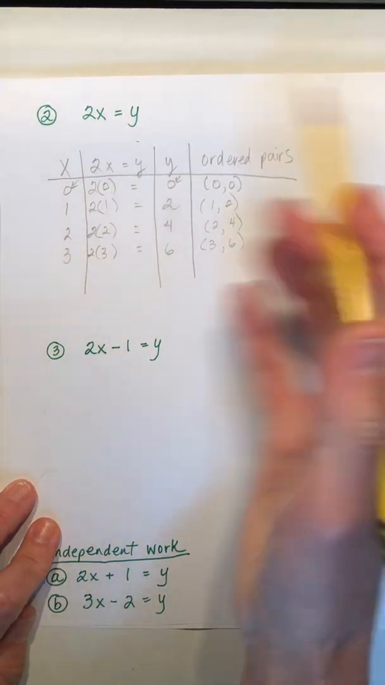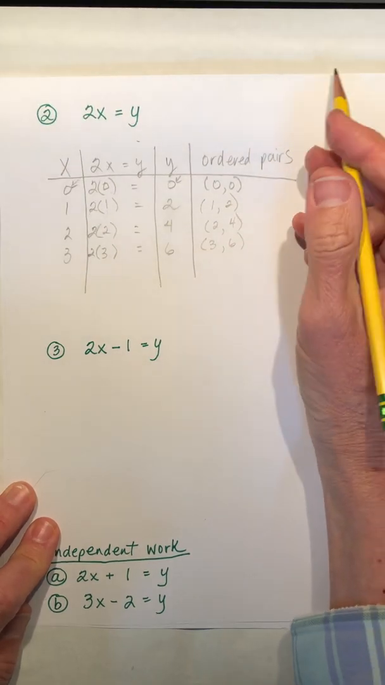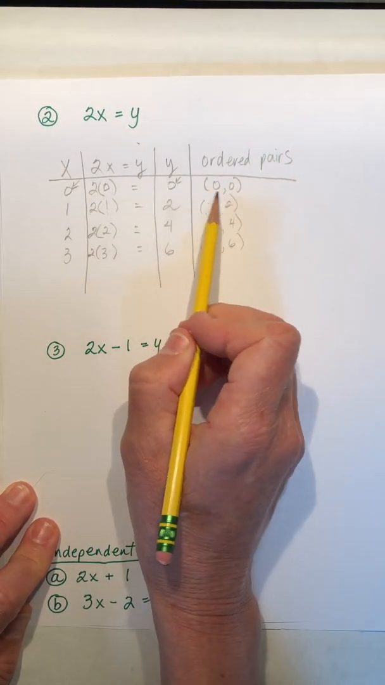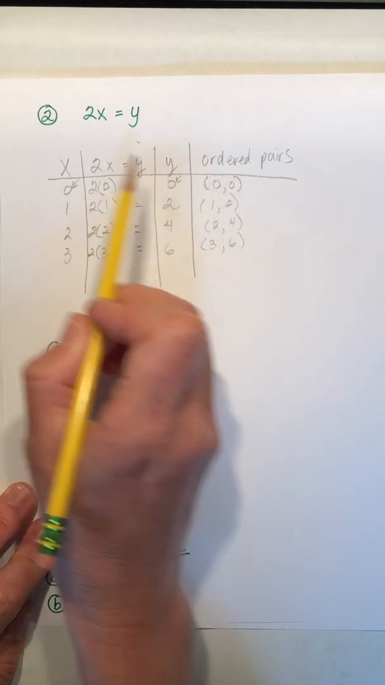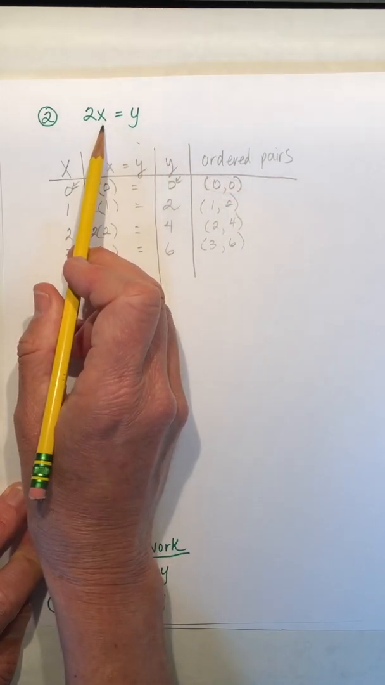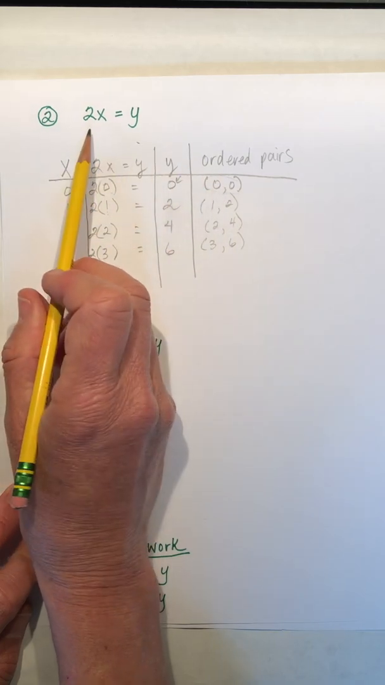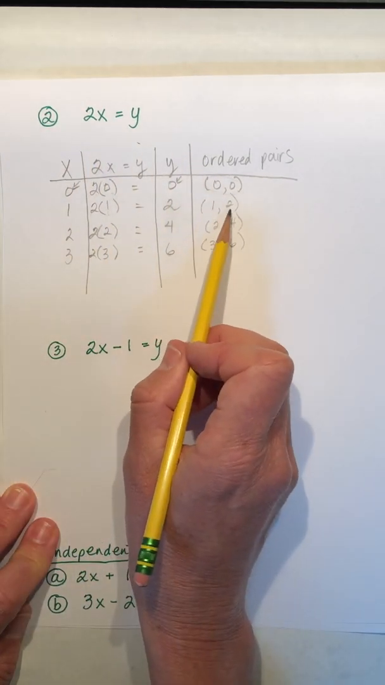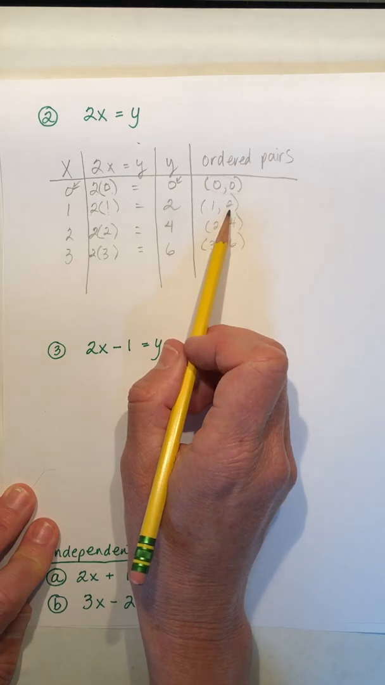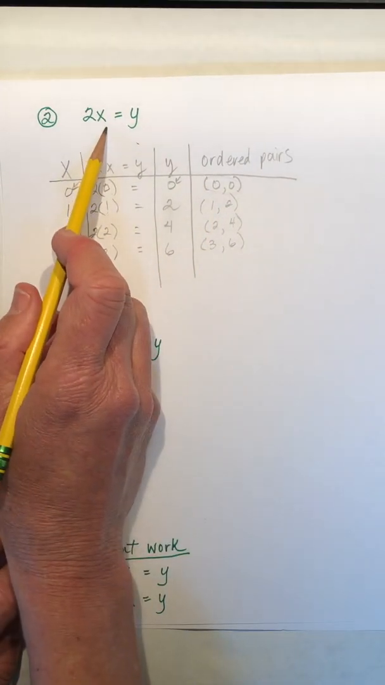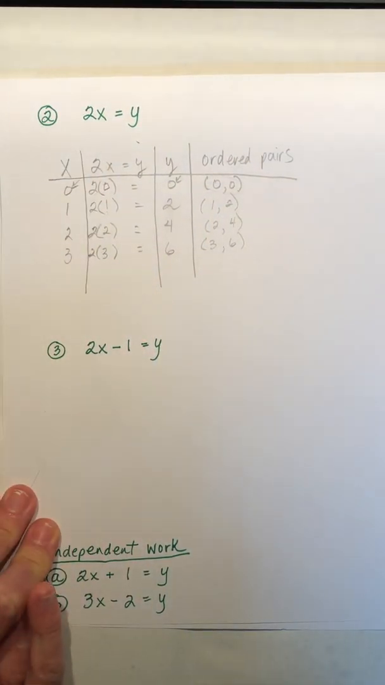So again, what does this table of values mean? It means that this pair of x and y values make that equation true. 0, 0 is a solution to this equation. 1, 2 is a solution to this equation. How many solutions are there? There's an infinite number, because I could choose any x value in the whole wide world that I want, and I would get a new y value.